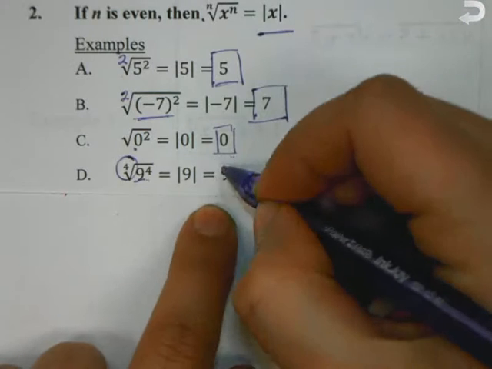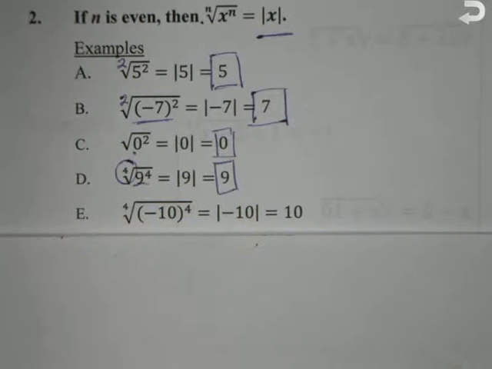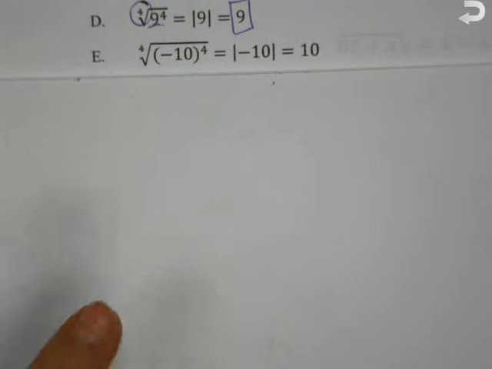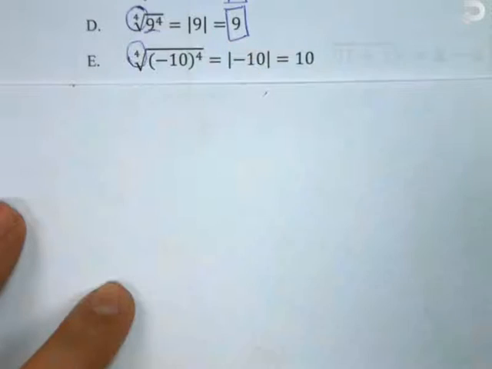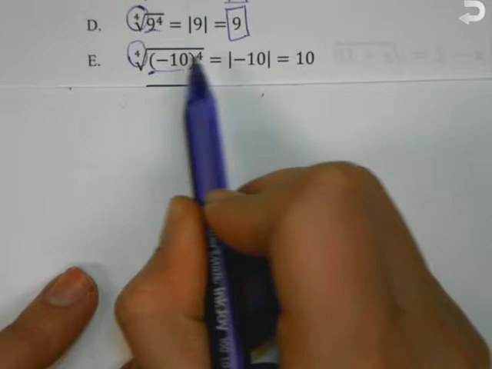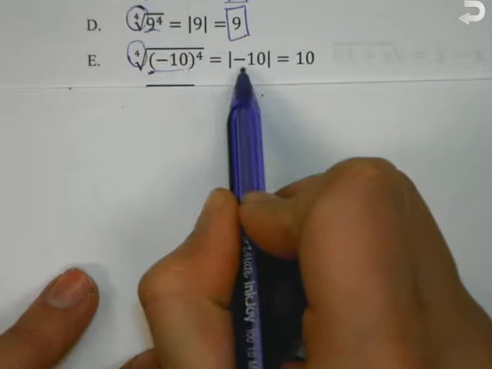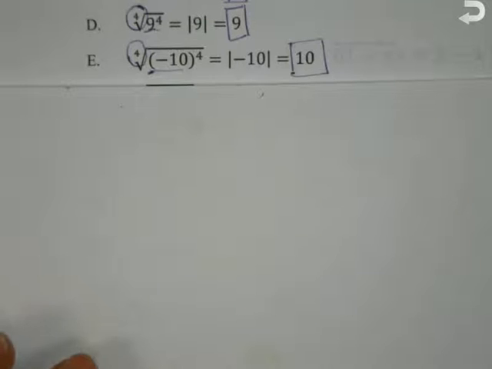Next one. The fourth root of negative 10 to the fourth. My index is 4, which is even. So my answer comes out to the absolute value of negative 10, which is positive 10. So if you can take the absolute value, go ahead and do it. Next one like this, and then one more.